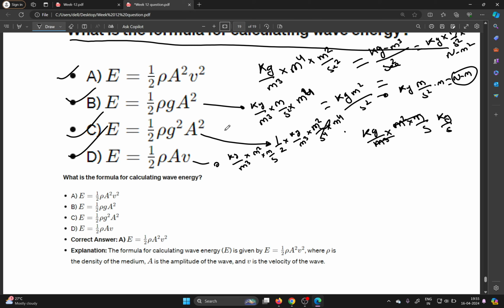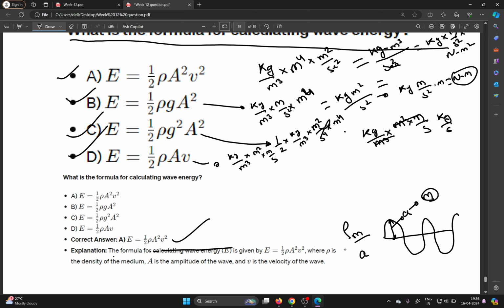So the answer of this question is, the formula for calculating the wave energy is actually half rho A square V square. Option A is correct. Here rho is the density of the medium, A is the amplitude of the wave, with unit in meter, and V is the velocity of the wave, in meter per second.